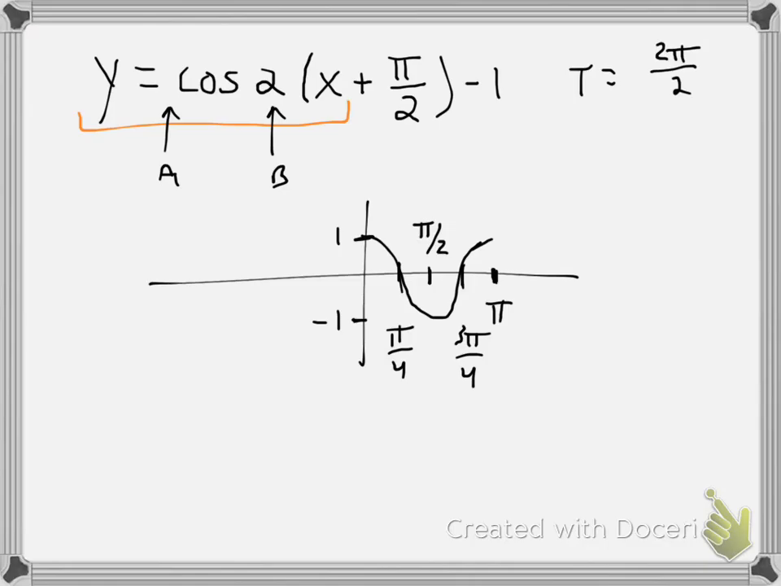Now what we have to do is shift this graph to the left pi over 2 and down 1. So I'm going to take every point. So here my point is at 0. So if I go left pi over 2, that gets me to right here at negative pi over 2. And I'm going to go down 1. So that puts me down here at 0.